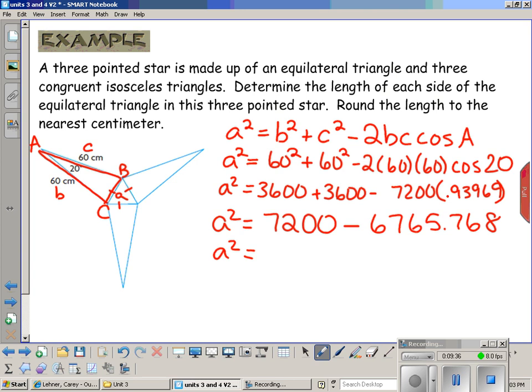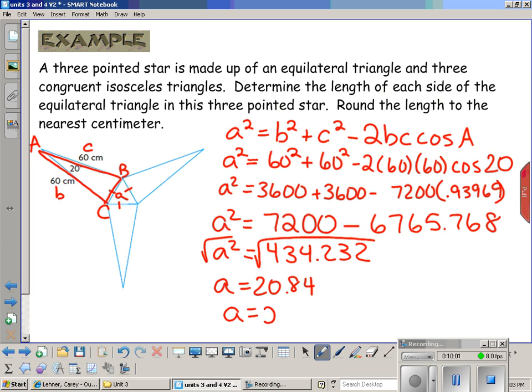Subtract those two values. You get 434.232. Square root of both sides. And you end up with A equals 20.84. Now in this one, the question did specify how to round your answer, to the nearest centimeter. So we are looking at 21 centimeters.